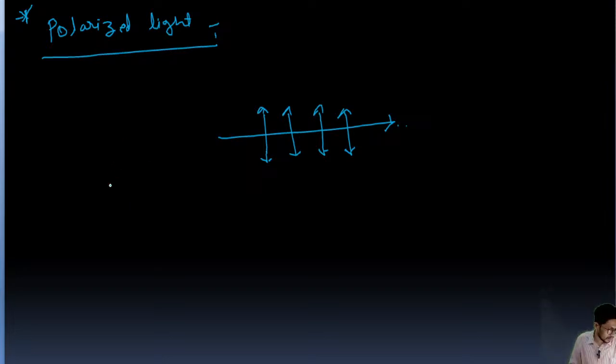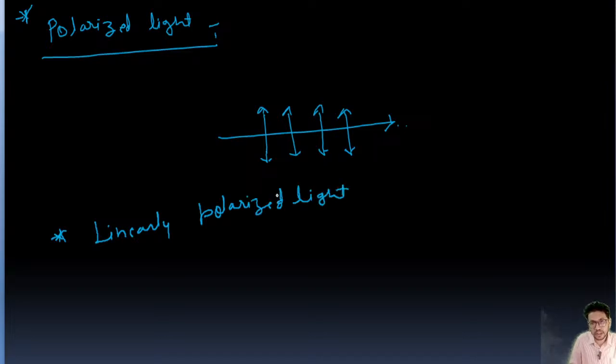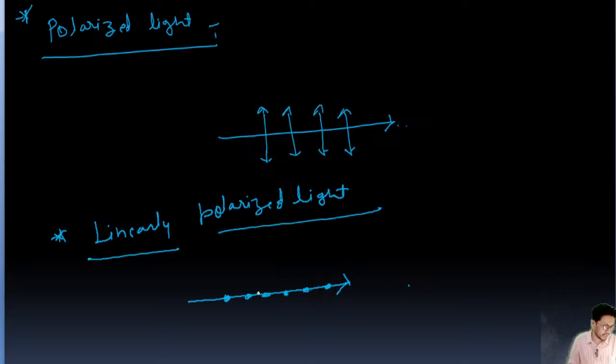Now linearly polarized light. This is the polarized light, and linearly polarized light is this. I'll show you. The direction of oscillations is perpendicular to the plane of incidence, and this is the direction of propagation. This is the linearly polarized light. Now I'll make two columns, and here I'll write circularly polarized light.